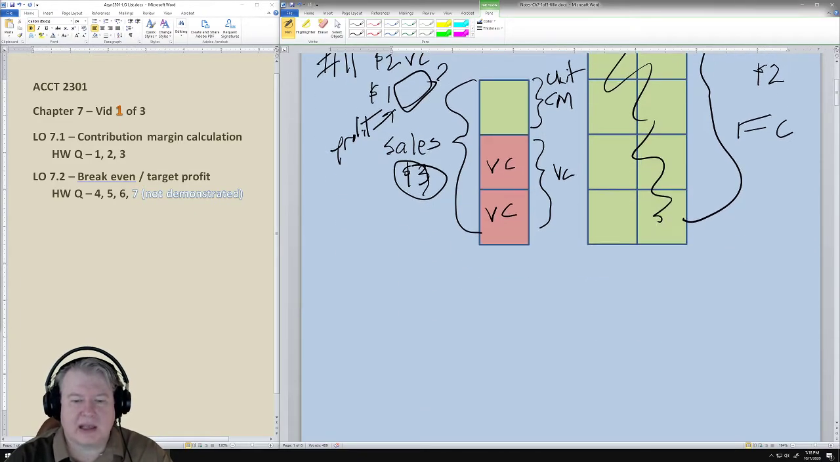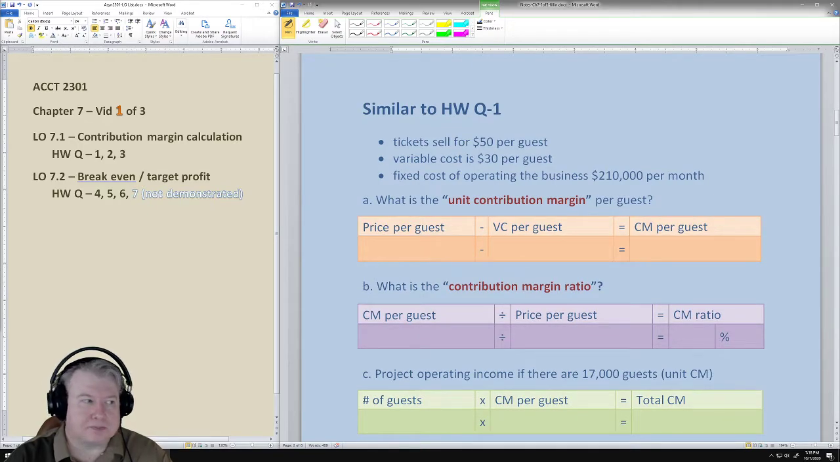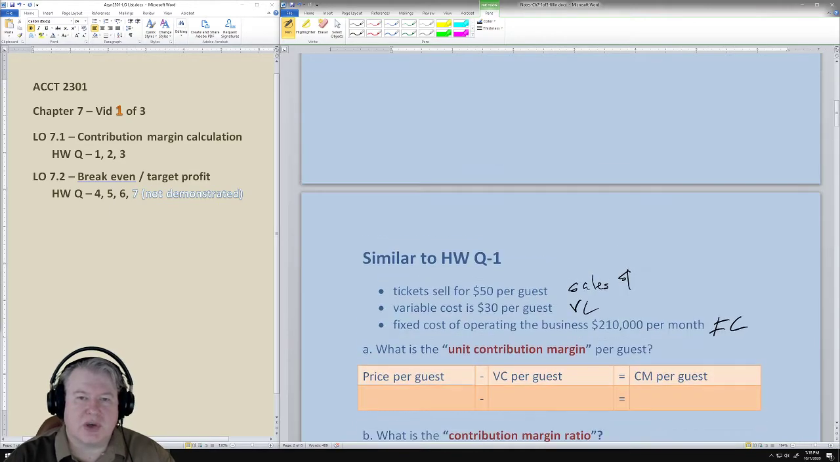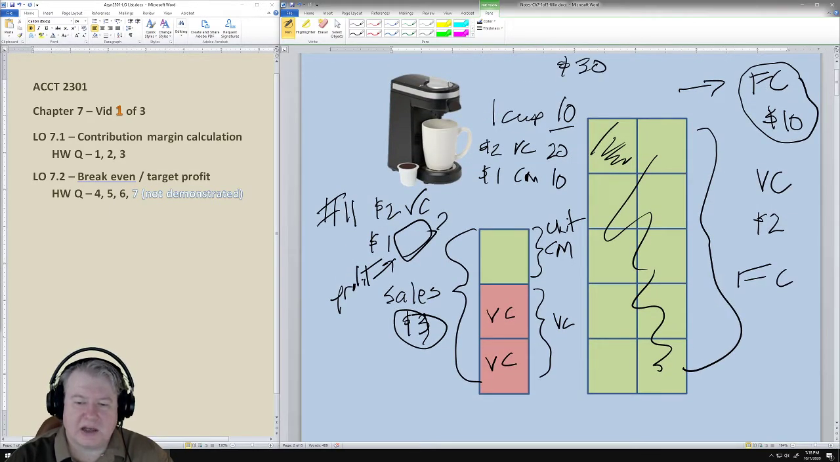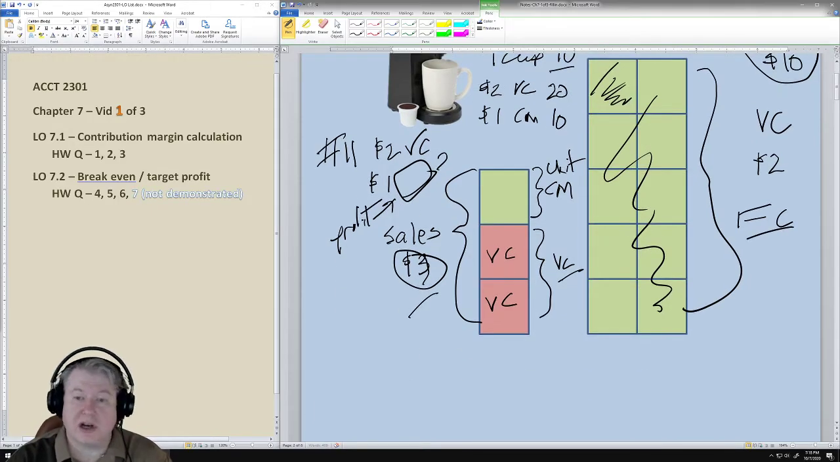Okay, so let's go ahead and take a look at question number 1. In this little scenario, they've got a bunch of text on the question. It's something about guests dining and a dinner cruise, but we're just going to pull out the relevant information. The sales price is $50. This is the variable cost, and this is the fixed cost. So looking back up here, the only things we really needed to know were the variable cost, the fixed cost, and the sales price, and we could figure out the contribution margin and a whole bunch of other things.